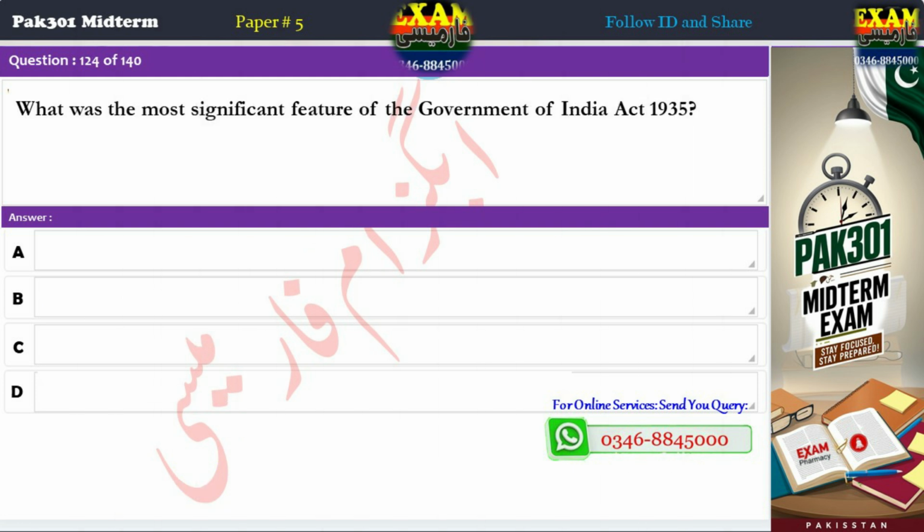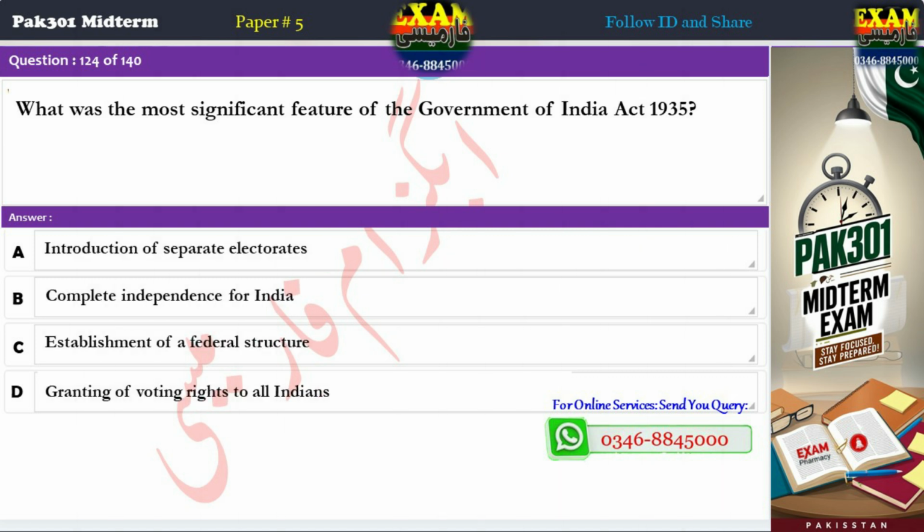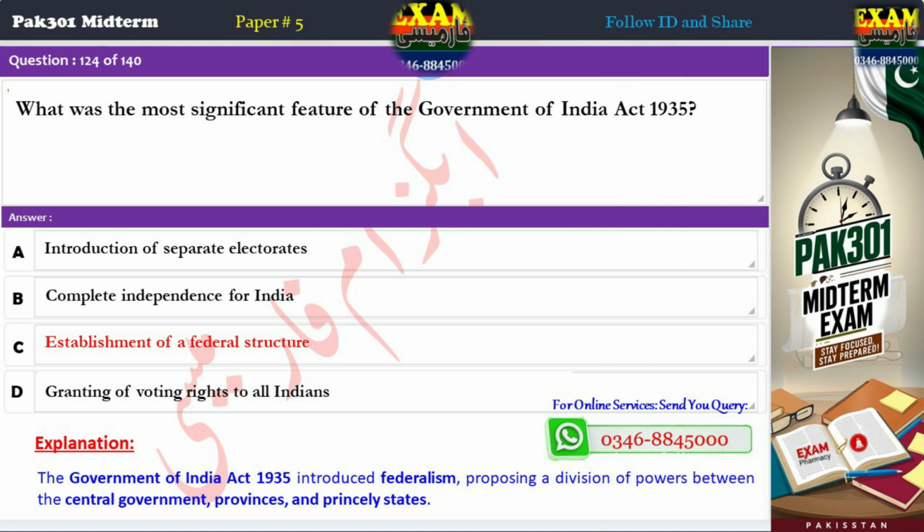Question 124. What was the most significant feature of the Government of India Act 1935? A. Introduction of separate electorates. B. Complete independence for India. C. Establishment of a federal structure. D. Granting of voting rights to all Indians. Correct answer: C. Explanation: The Government of India Act 1935 introduced federalism, proposing a division of powers between the central government, provinces, and princely states.